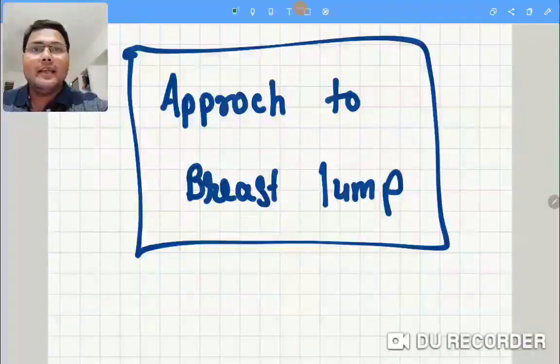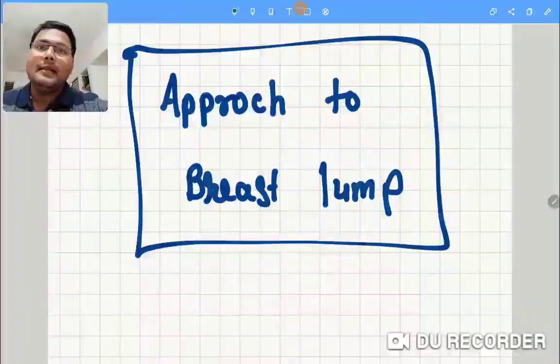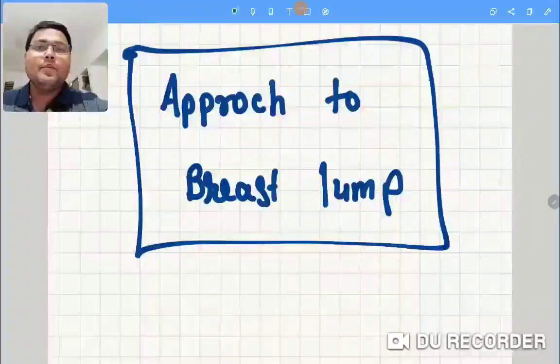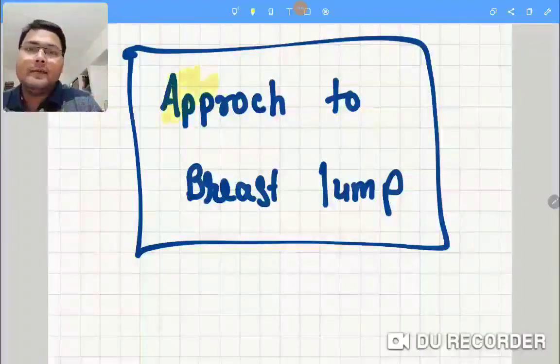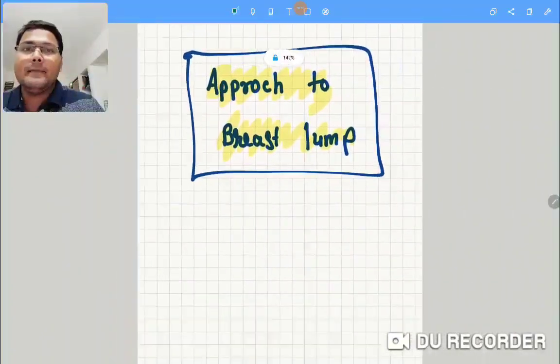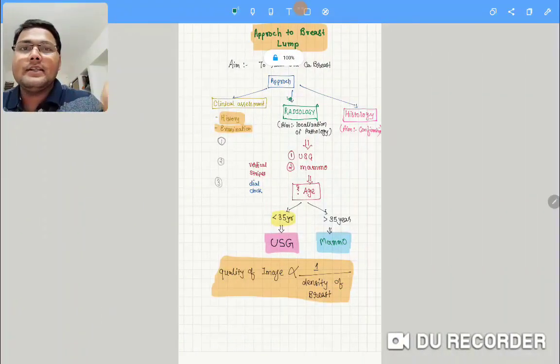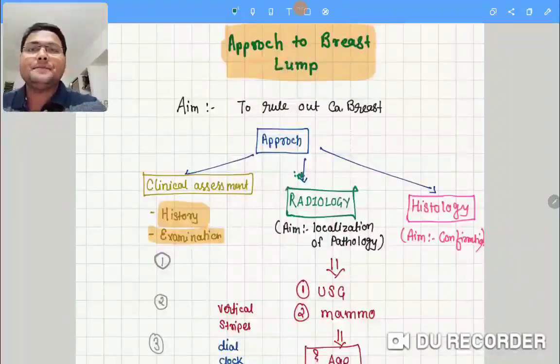So today I am going to discuss the approach to the breast lump. When some patient comes to you in OPD or emergency department with a complaint of swelling in breast, how should you proceed further for the investigation and management of that patient? We will discuss that.